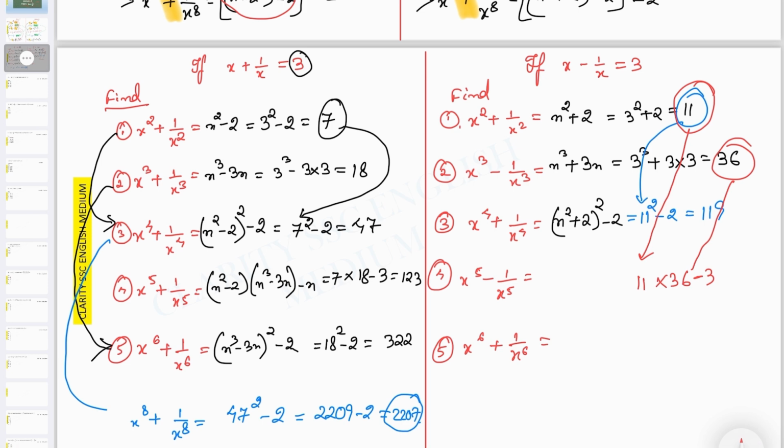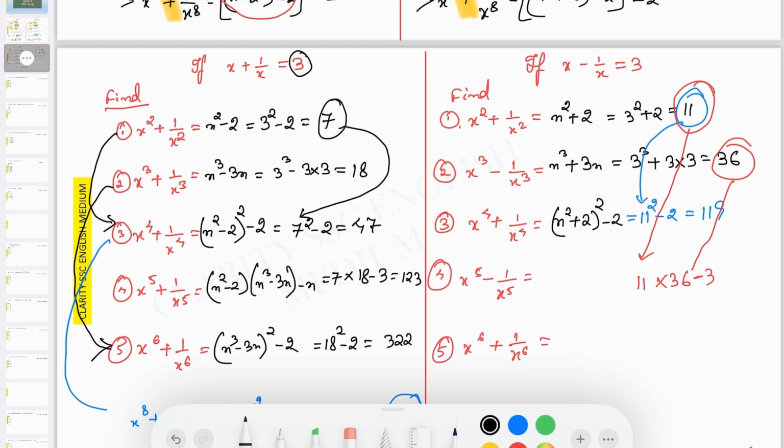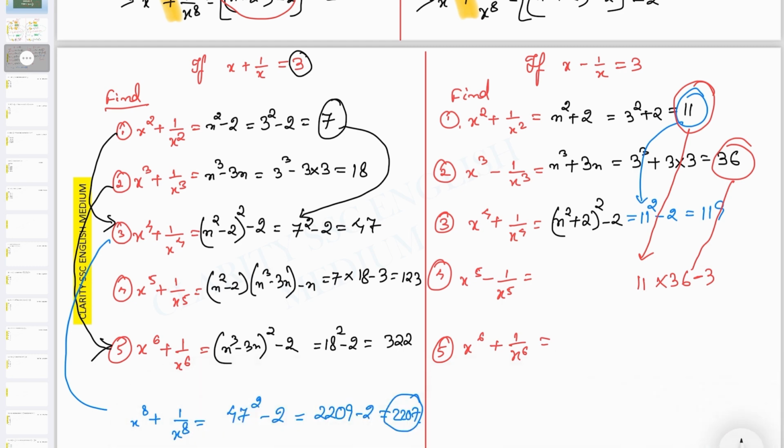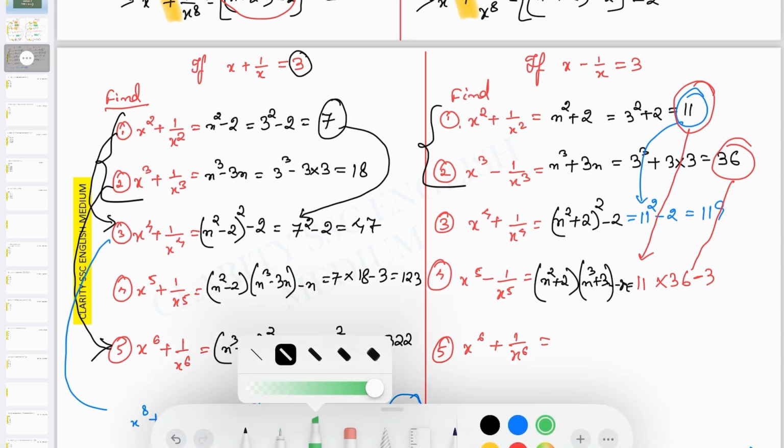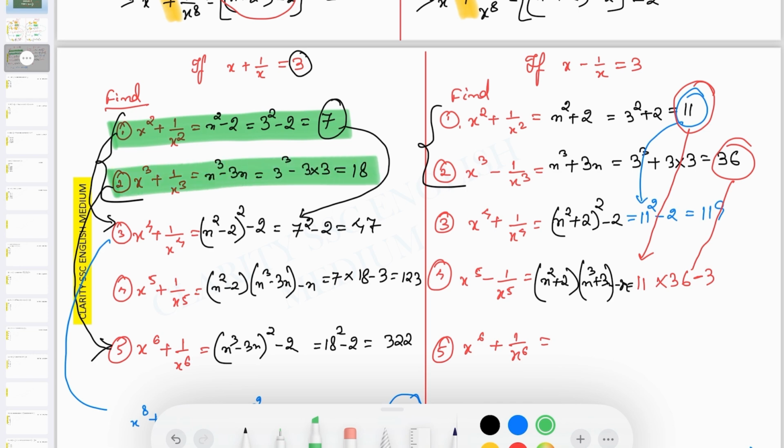So if we need to write the formula, I can sum it up. Here, what is the square? N square plus 2, and the other thing is n cube plus 3n, minus n. This is the formula. And by evaluating this, I told you, you don't need to remember the whole formula. Just remember the first two. The rest are square minus 2, or the multiple minus n.